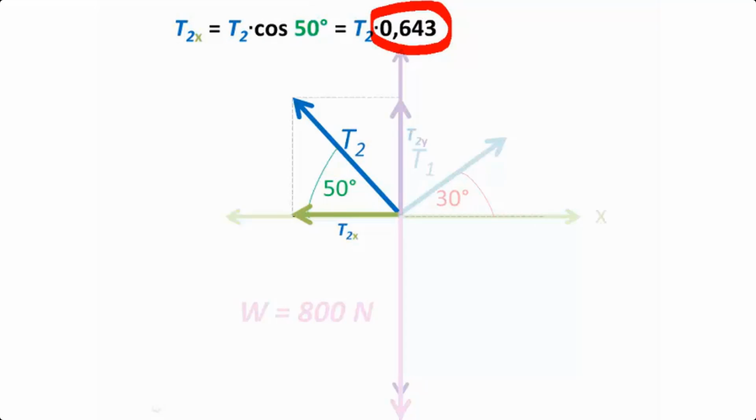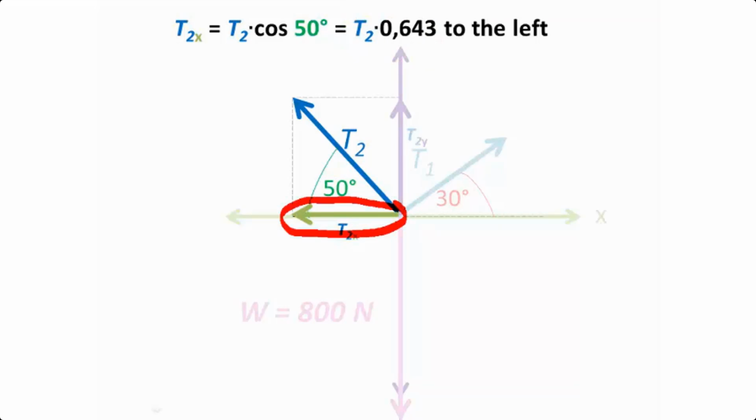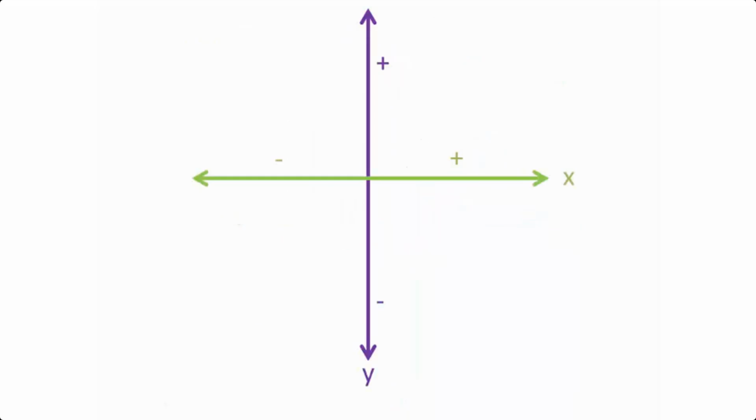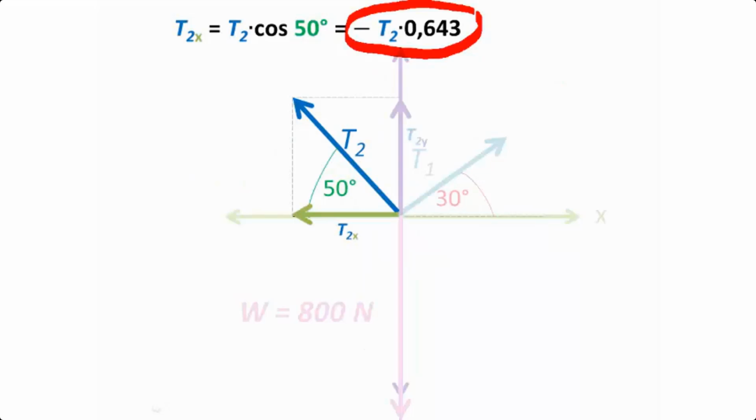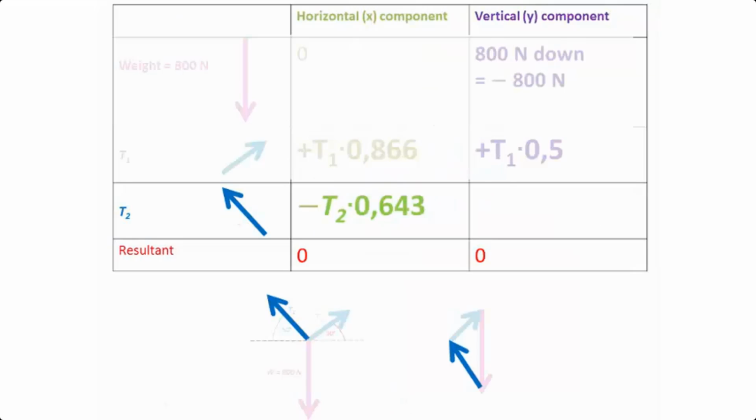0,643. We cannot multiply that by a value for T2 because we don't know what it is, but we give T2x in terms of T2. We know that this is to the left, and according to our Cartesian plane, to the left is negative, and so we have the magnitude of the x component of T2 as T2 multiplied by 0,643 and the direction as negative. We put this into our table.